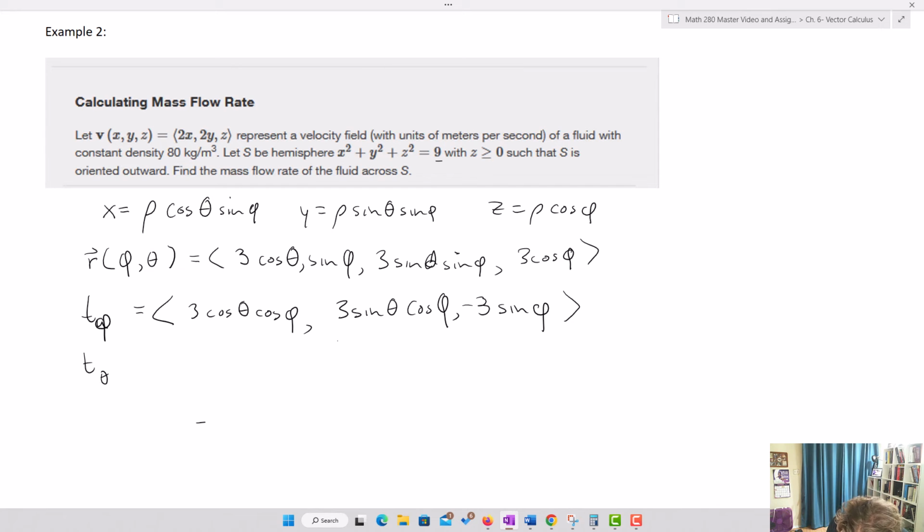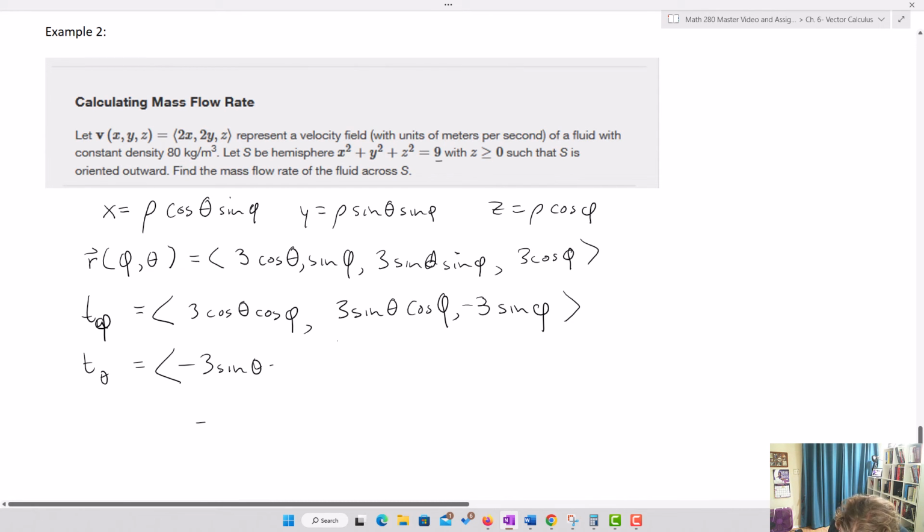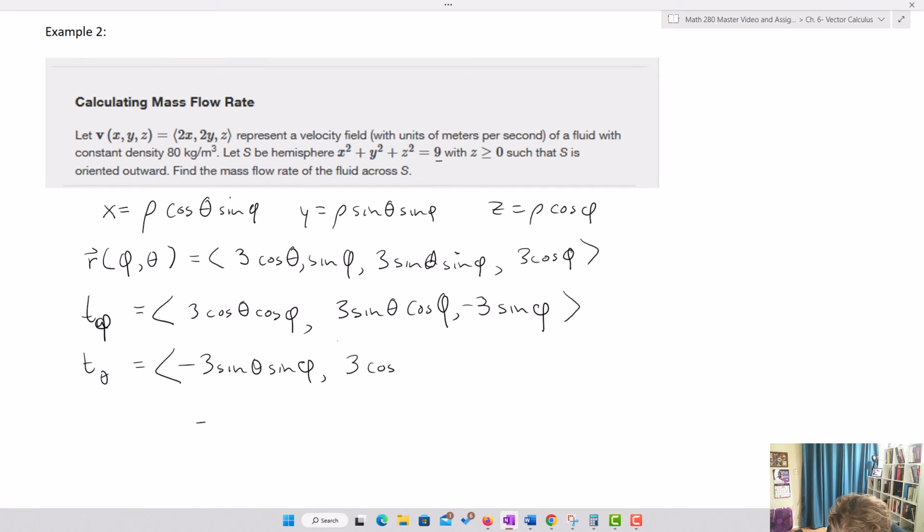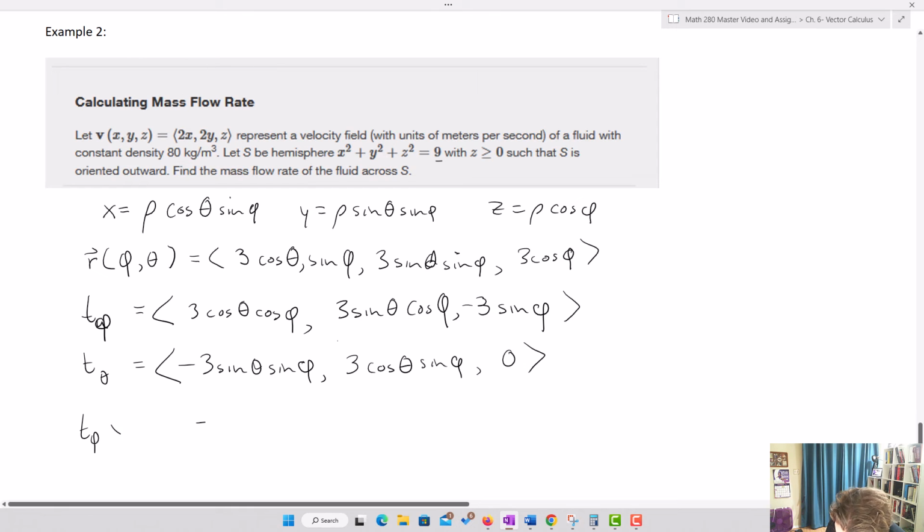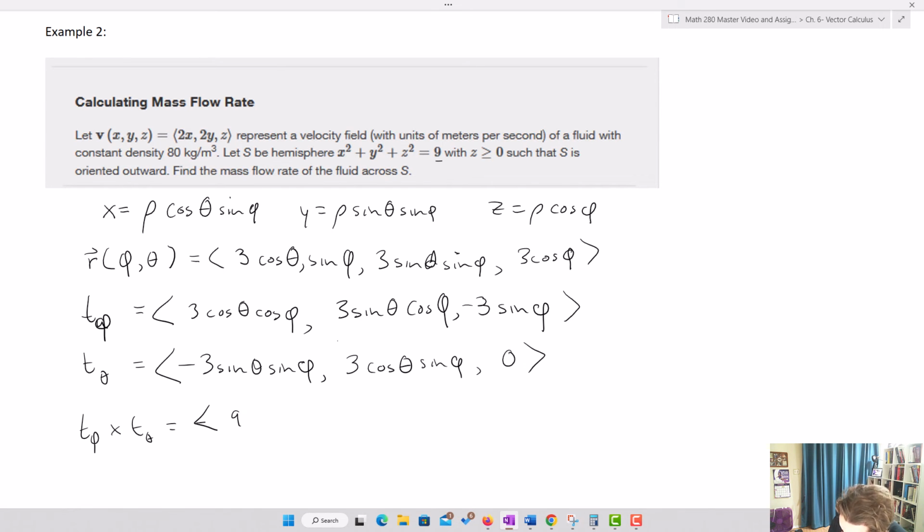T theta is then going to equal negative 3 sine theta sine phi, 3 cosine theta sine phi, and then 0. When we take the cross product, T phi cross T theta, what we end up getting is 9 cosine theta sine squared phi, 9 sine theta sine squared phi, and 9 sine phi cosine phi.